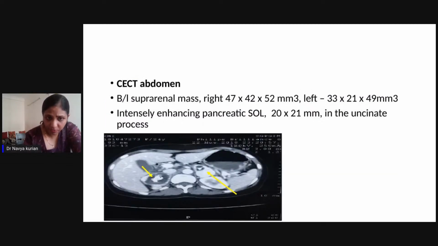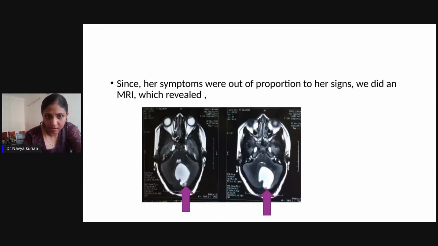A CECT abdomen was done, which showed bilateral renal mass of approximately 4 into 5 centimeter size. But incidentally, there was an intensely enhancing pancreatic space occupying lesion of approximately 2 centimeter in the uncinate process. That's not in the figure. But her drowsiness did not improve despite optimizing her BP. Initially, it was thought to be hypertensive encephalopathy, but since her drowsiness didn't improve, an MRI head was done, which showed a large left cerebellar hemangioblastoma.